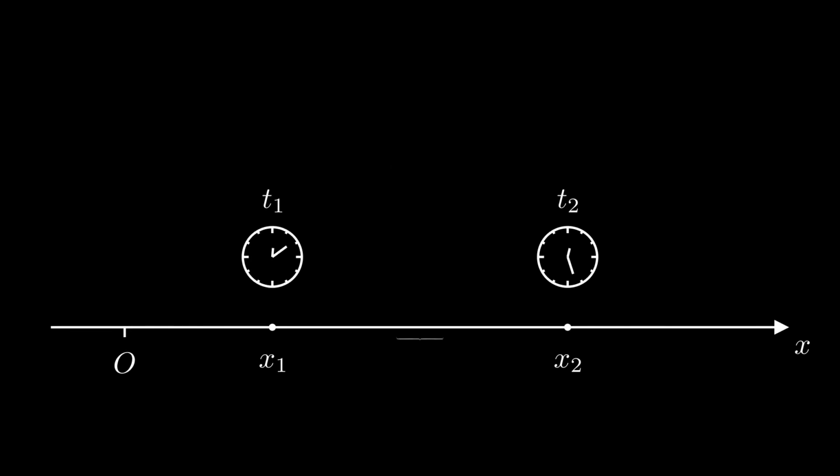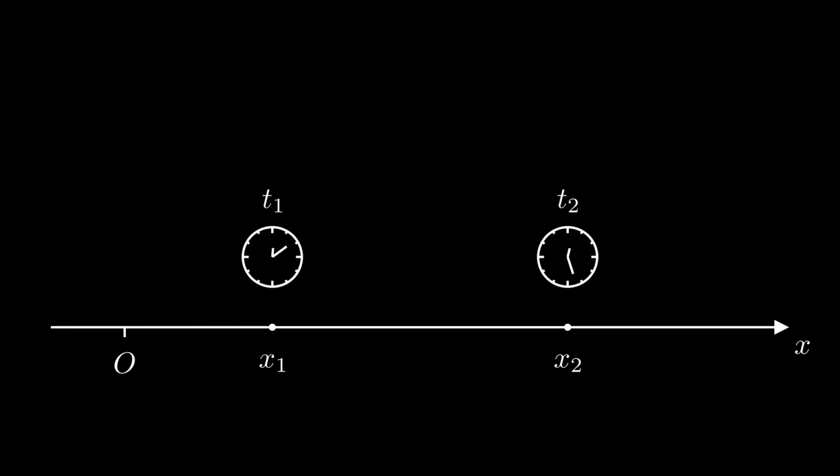The change in position that occurs between t1 and t2 is equal to x2 minus x1. This is often indicated with delta x. The interval of time between t1 and t2 is equal to t2 minus t1. This is often indicated with delta t.